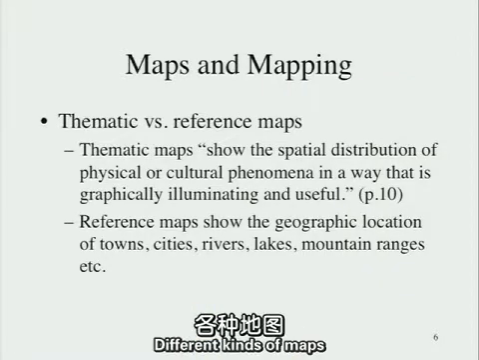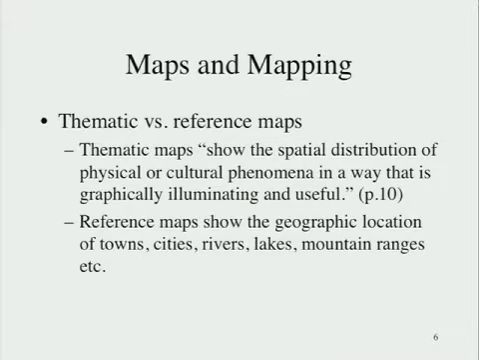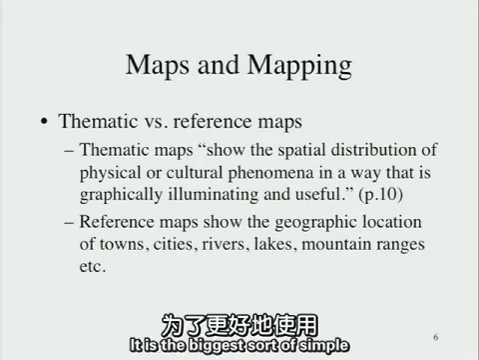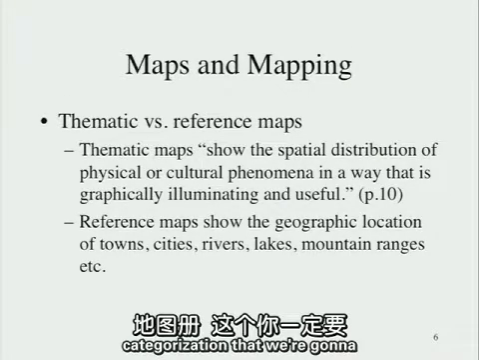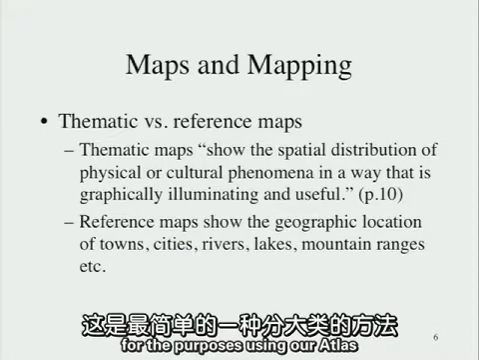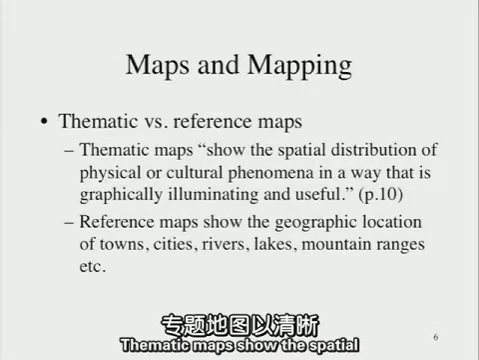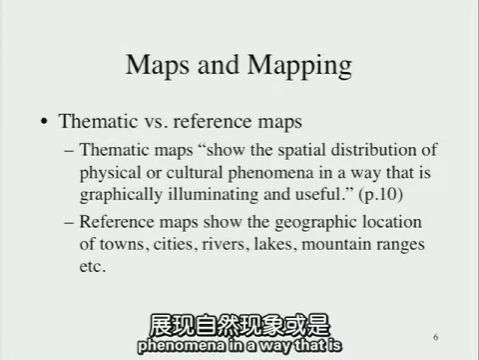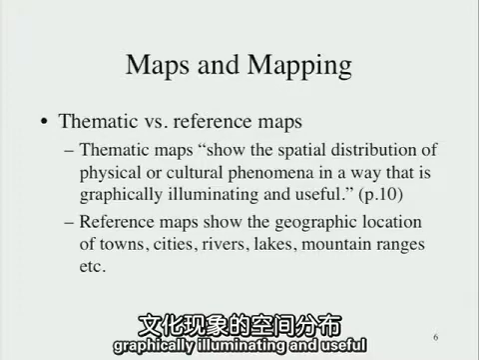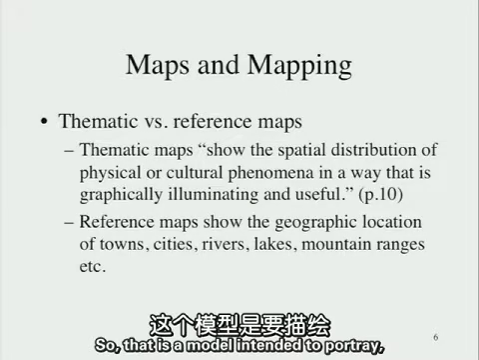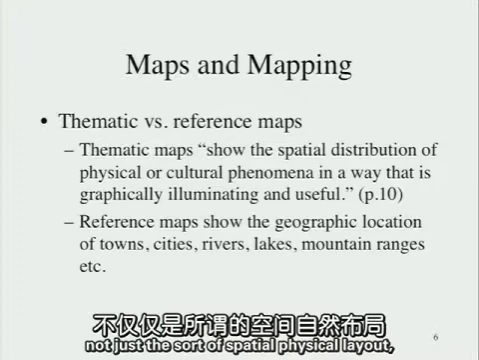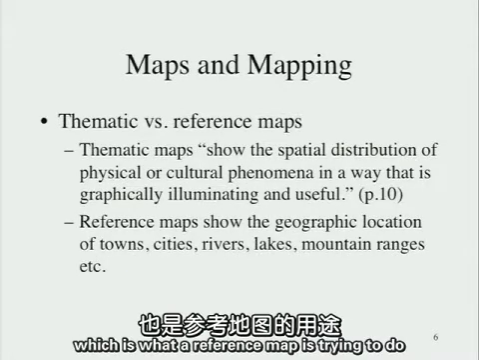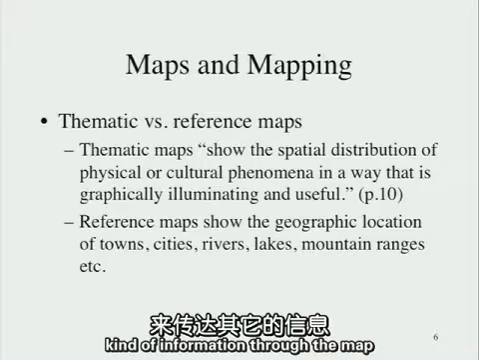Next point. Different kinds of maps. Thematic maps versus reference maps is the biggest simple categorization that we're going to need to keep in mind for the purposes of using our atlas. Thematic maps show the spatial distribution of physical or cultural phenomena in a way that is graphically illuminating and useful. So that is a model intended to portray not just the spatial, physical layout, which is what a reference map is trying to do.